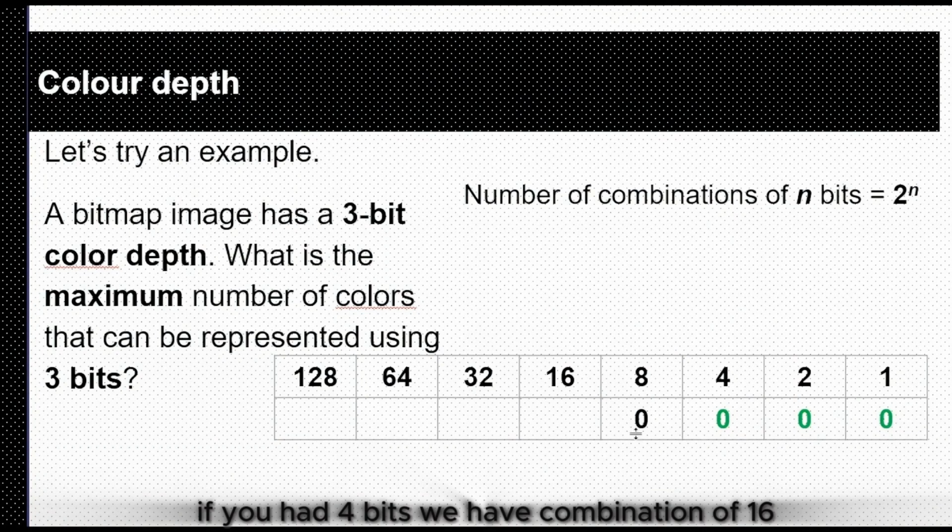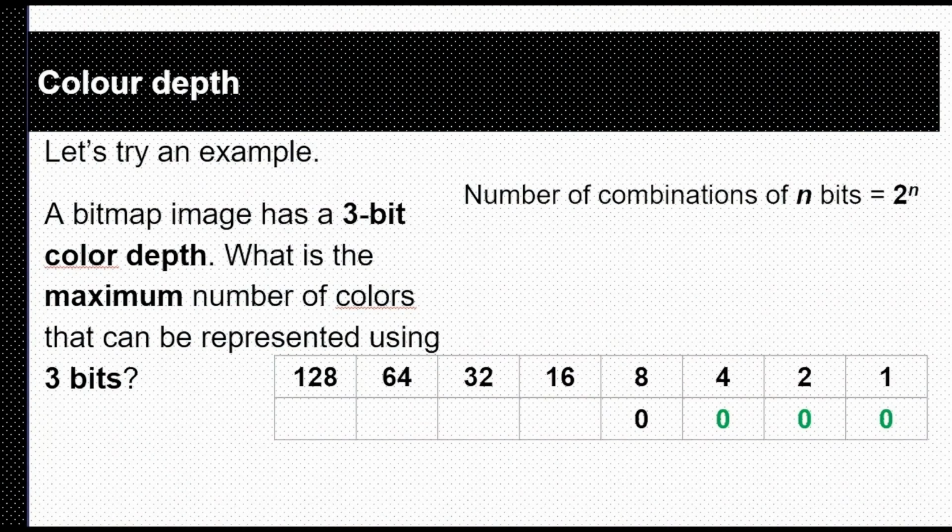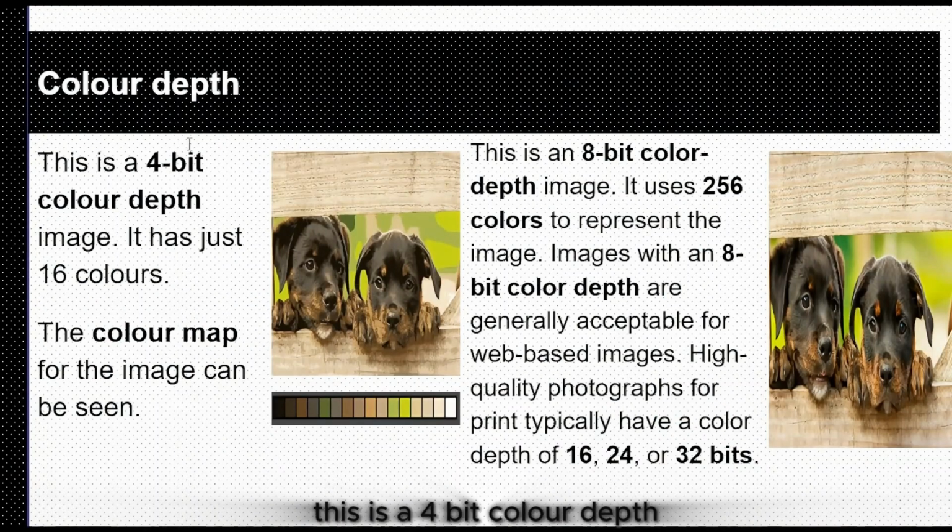If we had 4 bits, we have a combination of 16. If we have 5 bits, we have a combination of 32. If we have 6 bits, we have a combination of 64. So remember this table. Let's look at an example. This is a 4-bit color depth. It has just 16 colors compared to this one, which is 8-bit color depth, which has got 256 colors. Human eye, I don't think so can see any difference, but when you take it to the printers, you will definitely be able to see the difference between the two.